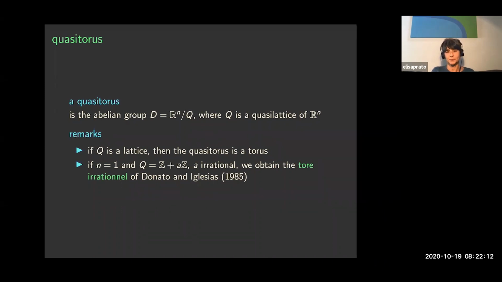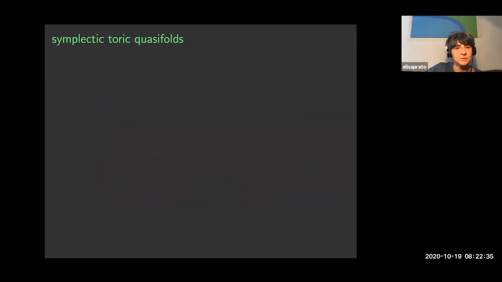And this object is present in the literature, for example, in the work of Donato and Iglesias in 1985, and they named it irrational torus in the context of diffeology. But of course, you find this also in the work of Alain Connes and Alan Weinstein with slightly different names, but it's the same object.